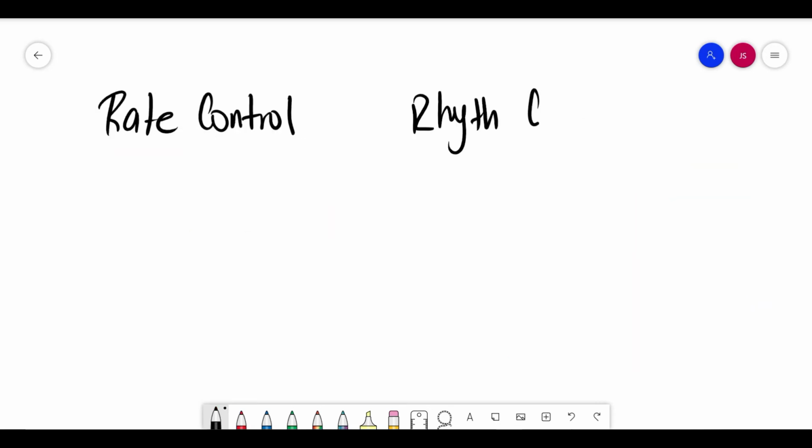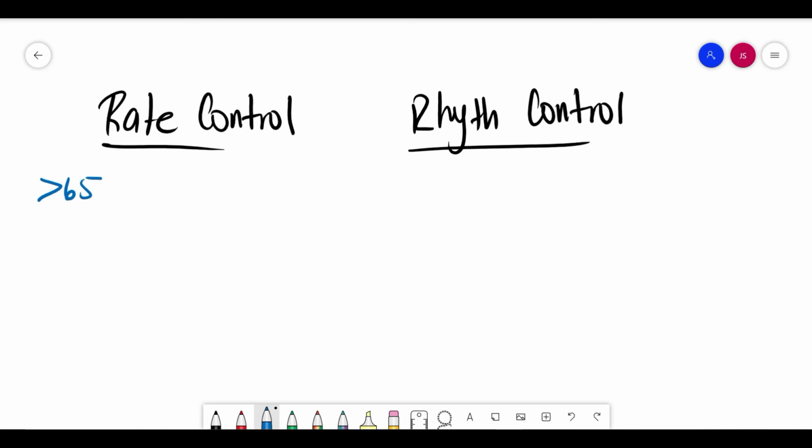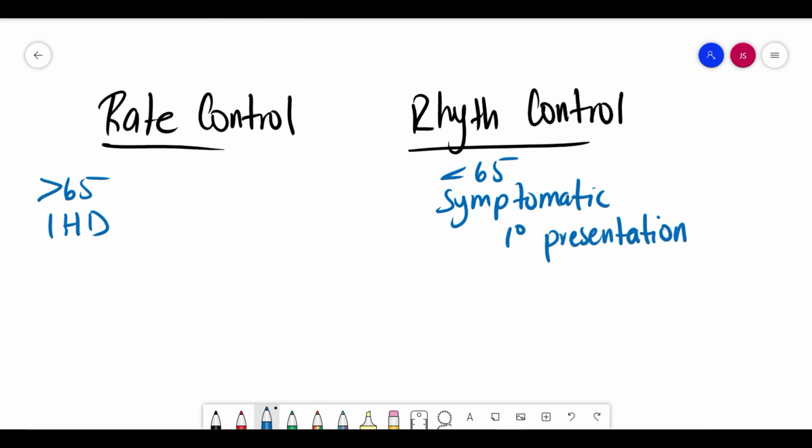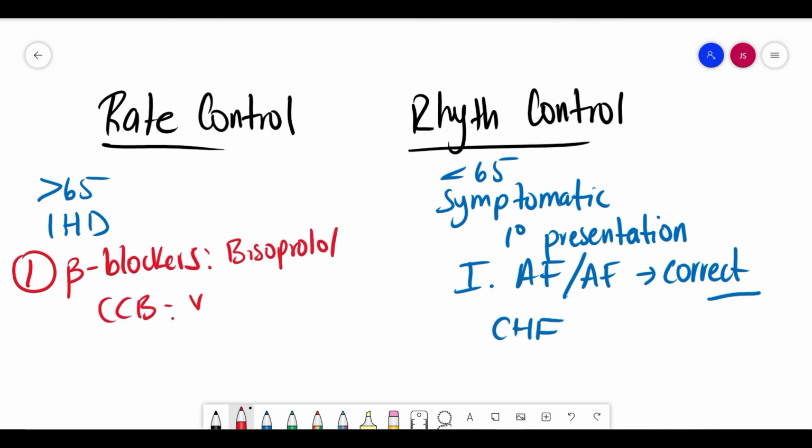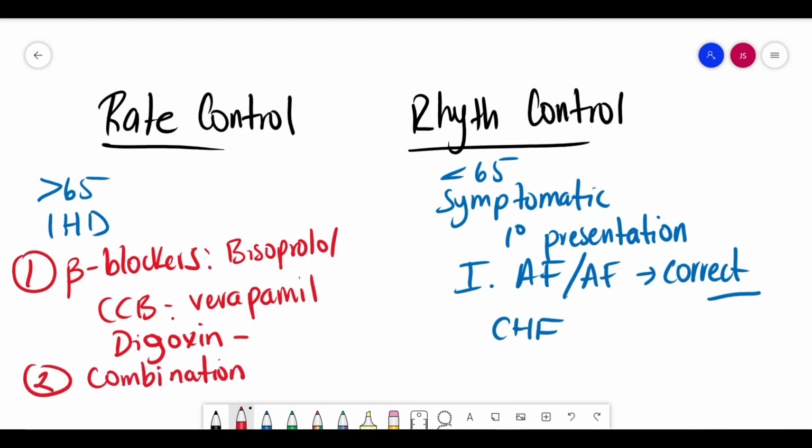Now let's discuss a bit of rate control and rhythm control. Rate control is usually recommended for patients above 65 and with ischemic heart disease, whereas rhythm control is more for patients less than 65 who are symptomatic, if there is a reversible cause for the AF, if it's a new onset of AF, or if there is any congestive heart failure. Now the first line is always going to be for rate control, beta blockers, bisoprolol. We can also use calcium channel blockers like verapamil, or digoxin. And second line is a combination of the above.